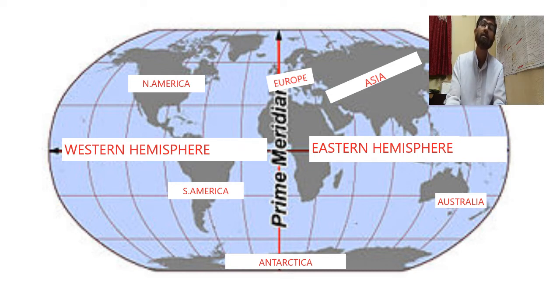Which continents are the part of eastern hemisphere? Start with Asia, Europe, very few nations are missing. Next one, almost African continent, in this also few are missing. Australia and part of Antarctica. These are the part of eastern hemisphere. Next one, North America, South America, and the rest of the Antarctica. These are the part of western hemisphere.